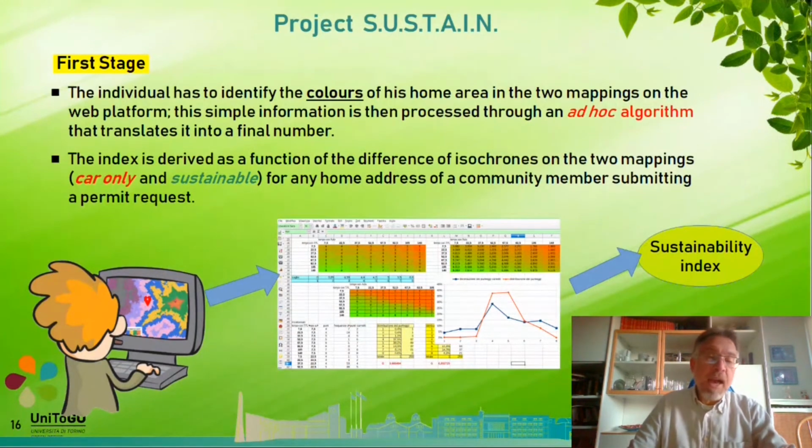The index is in fact a function of the difference between the colors of the two isochrones referring to your home address. If the difference shows that the car journey is way faster, you get a low sustainable accessibility index. If the difference is close, you get a high sustainable accessibility index instead.